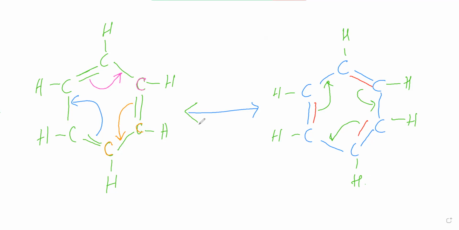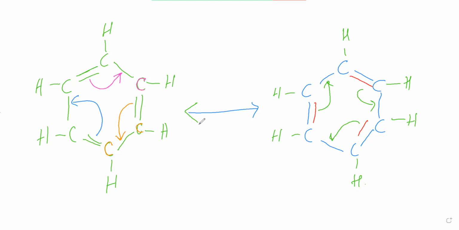And when you have more than one structure for a given compound because of the movement of electrons, then we can say these two structures are what? Conjugating structures or resonating structures. Is it clear?